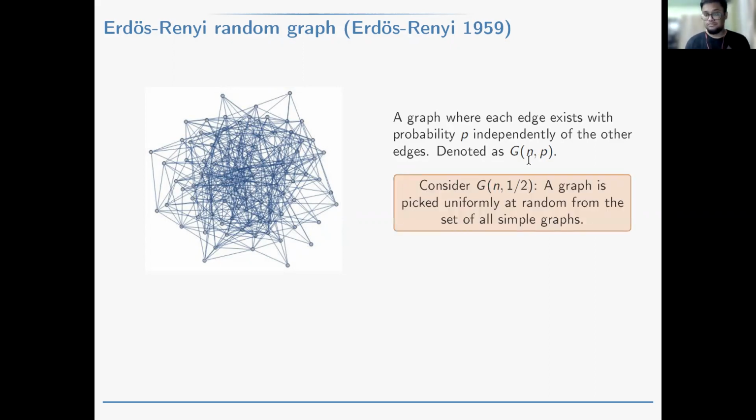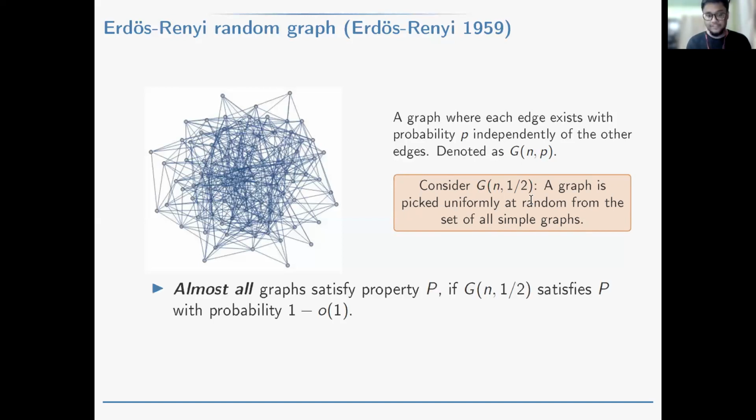Consider the case where p is half. Between any two nodes, you toss a coin. Depending on whether it's heads or tails, you choose to connect an edge, or you don't. This is essentially the same as saying that you're picking a graph uniformly at random from the set of all simple graphs. The distributions that you get are equivalent.